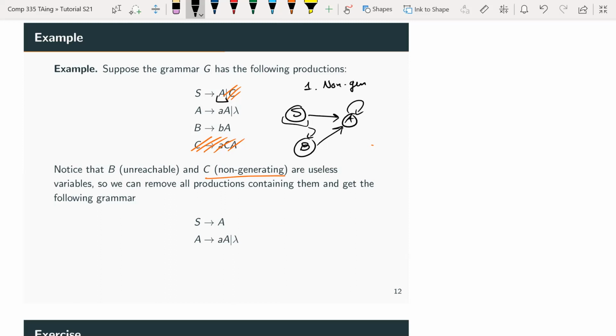And so that means that B is unreachable, because from your start variable S, you can never get to B. So what that means is that I can also eliminate the production rules with B. So I can remove this one, and that's about it, right? So then the simplified grammar is just going to be this guy. Okay, so that's removing useless productions.